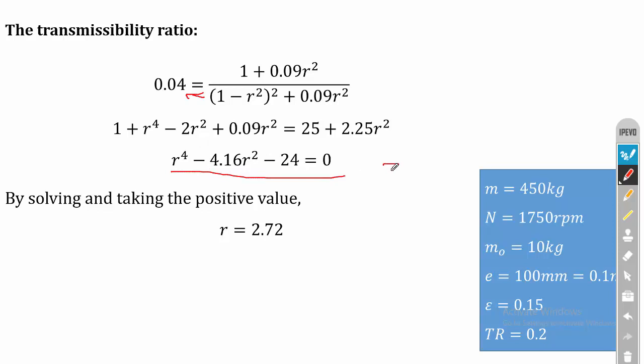R power 4 minus 4.16 R square minus 24 is equal to 0. So here consider the R square value as x. So you will get x square minus 4.16 x minus 24 is equal to 0. Okay, so we know how to solve this equation in calculator. After solving this equation in calculator and taking the positive value alone, you will get the value for x, and x is what we have considered as R square. So R is equal to 2.72, that is root of x.